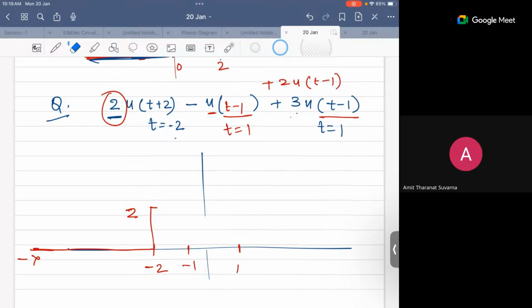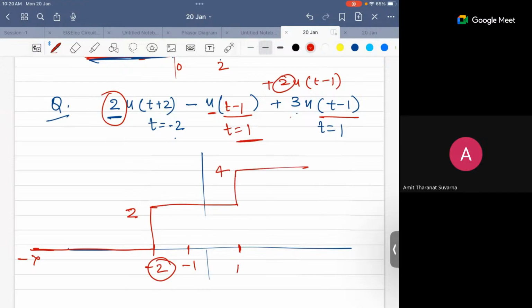What will happen? The graph will appear. It will start from minus 2, and the magnitude will be 2, right? So it will go till t equals 1, because there is no break in between. It will go till here, and at that point it will add 2 magnitude, so it will be 4. Okay, sir, I understood. Okay, good.